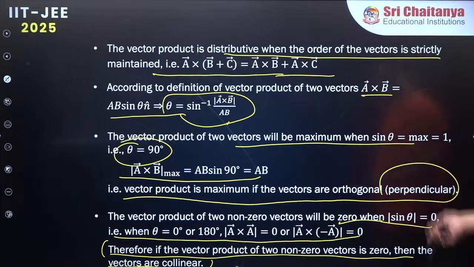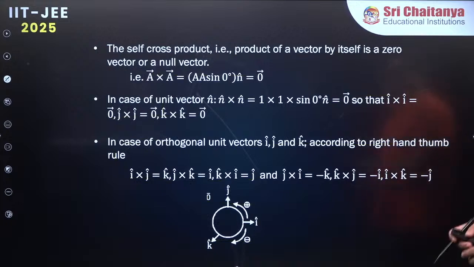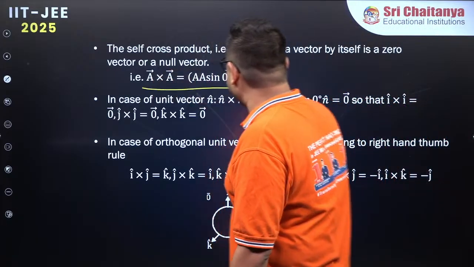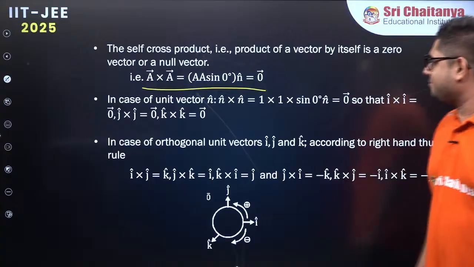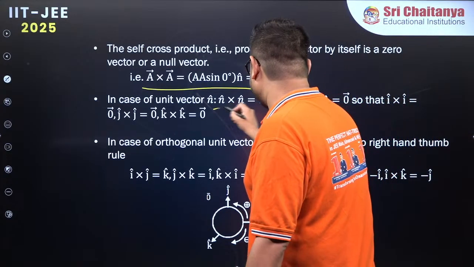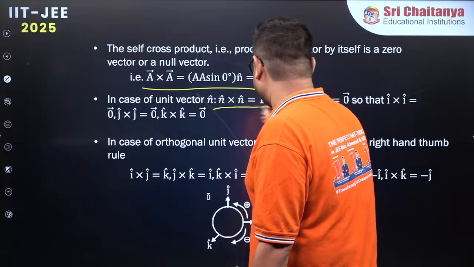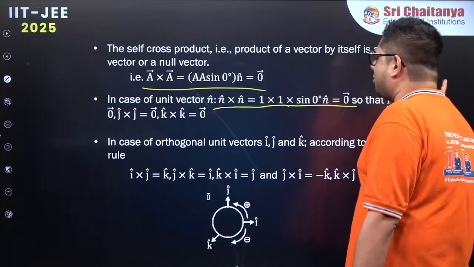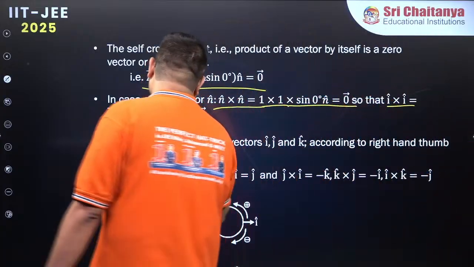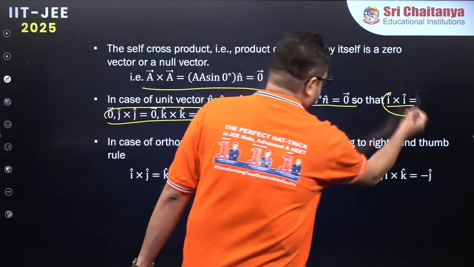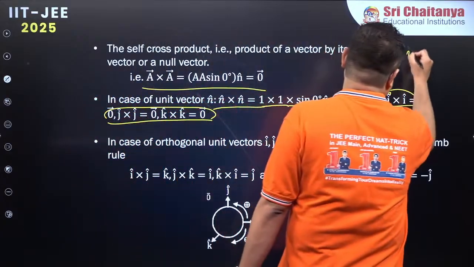Okay, so now let's focus over here. The self cross product, that is the product of a vector by itself, is 0. So A × A is going to be AA sin 0 degrees, which is 0. In case of unit vectors, n cross n is 1 × 1 × sin 0, which will be 0. So i cap cross i cap is 0, j cap cross j cap will be 0, k cap cross k cap will be 0. These things are very, very important to understand.